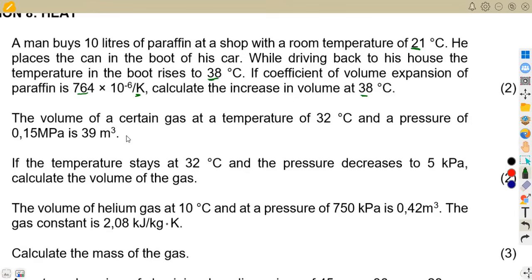There is an increase because of the temperature increase from 21 to 38. Given our volume expansion per Kelvin in this case does not even affect our calculation. If you add 273 here to Kelvin, you're going to subtract again, 273 minus 273. So that one does not even affect us in our calculation, since we are given per Kelvin and our temperature is given in degrees Celsius. One and the same thing. All right, so that is what you're going to have in this case.